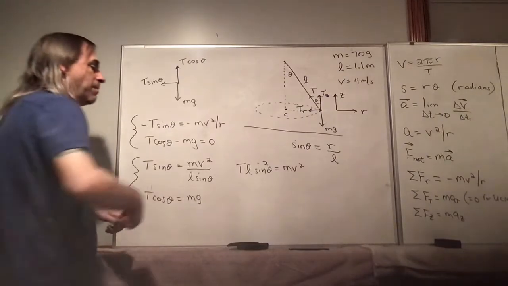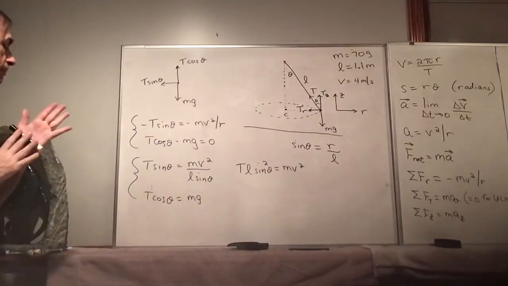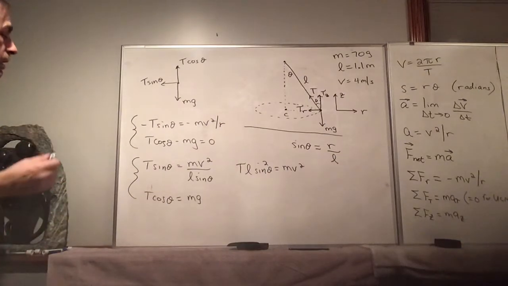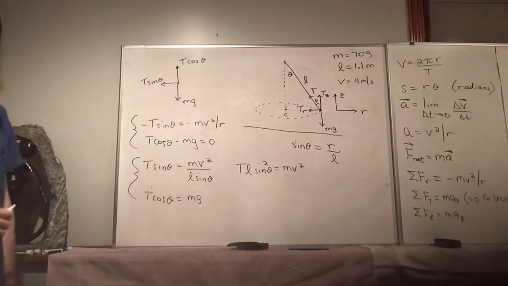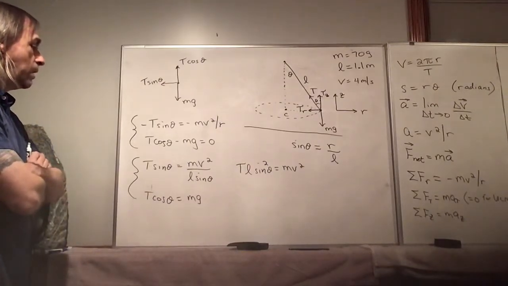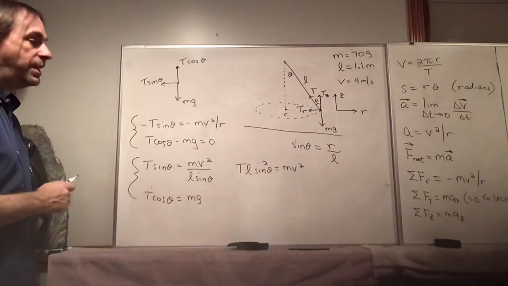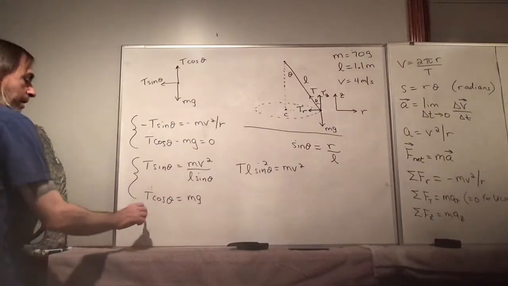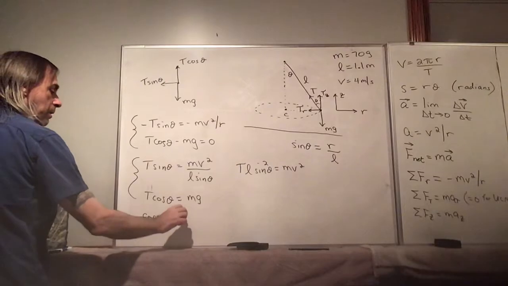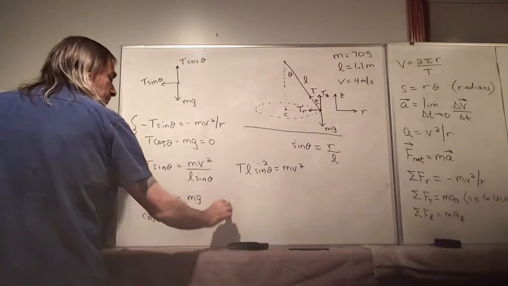So this is probably a little more complicated than I would... Oh, wait, no, there might be a problem here. Oh, let's see if we can do it. Okay. And T cosine theta equals mg. I thought I saw a trick, but that's not going to work. But let's look at this equation. T cosine theta equals mg. We can say cosine of theta equals mg over T. And let's make a triangle here.